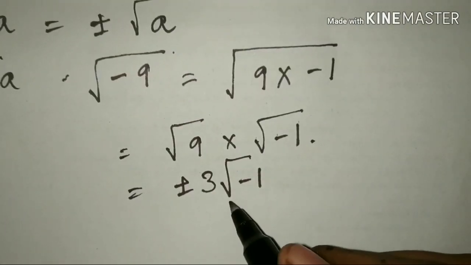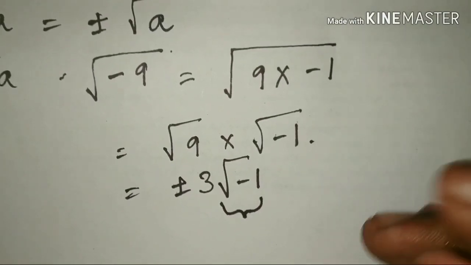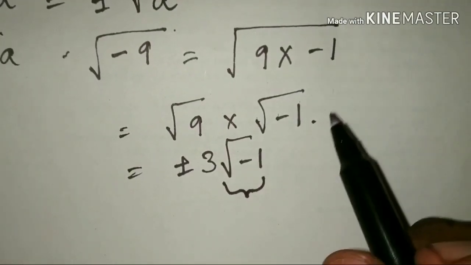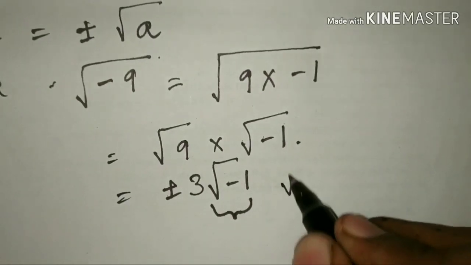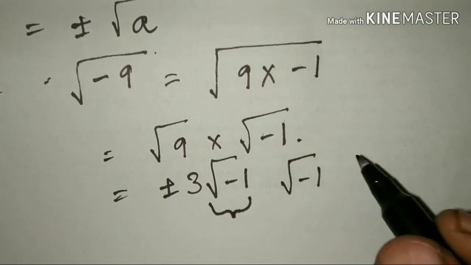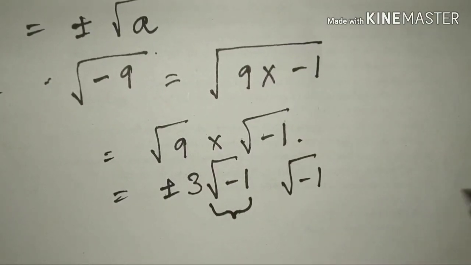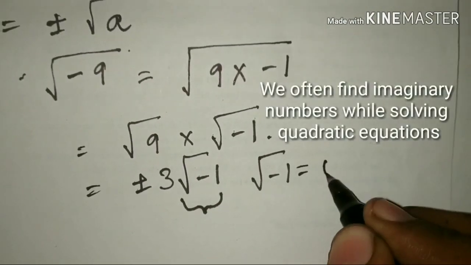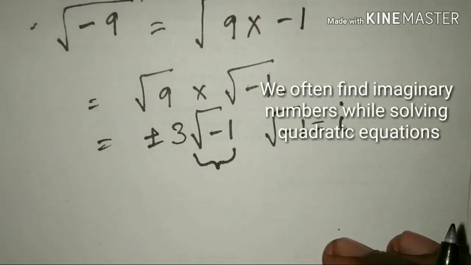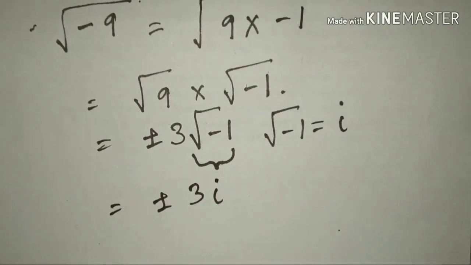Now this root of minus 1, the square root of minus 1, is actually a term that is not defined in mathematics. This is called an imaginary term. So whenever you see a number that contains the square root of minus 1, we say that number to be imaginary. That is denoted by the letter small i. So we write this as plus minus 3i.